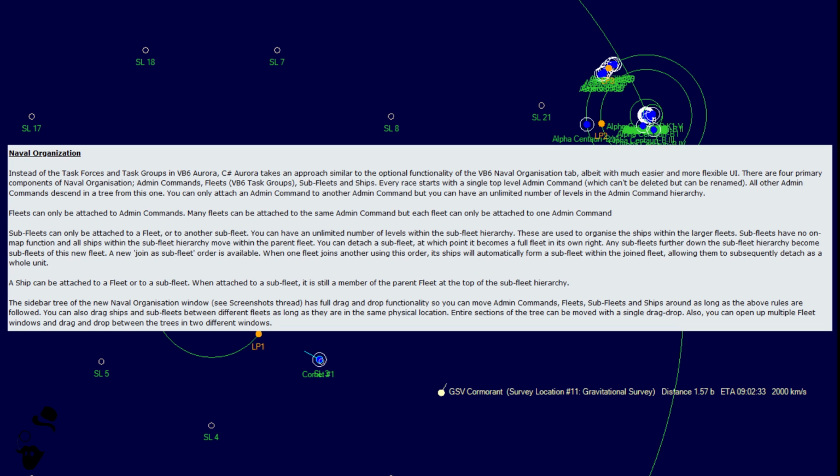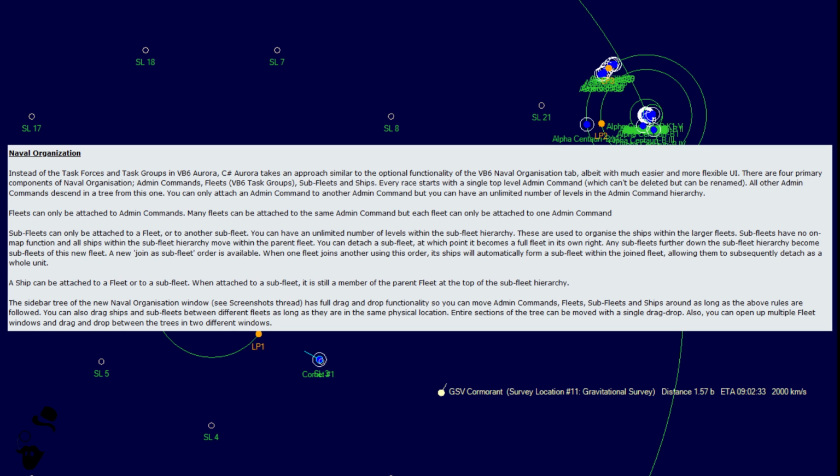A new join as subfleet order is available. When one fleet joins another using this order, its ships will automatically form a subfleet within the joined fleet, allowing them to subsequently detach as a whole unit. Which means that you no longer have to have ships join and then split them off individually once you need to separate them out. Makes your life when organizing raiding parties and stuff like that a lot easier.